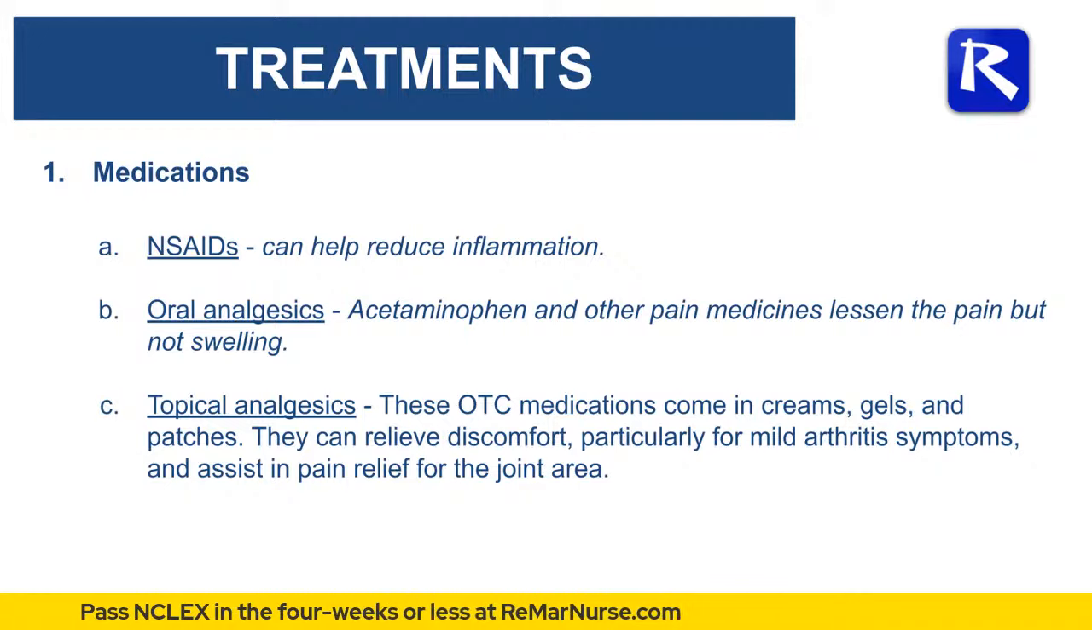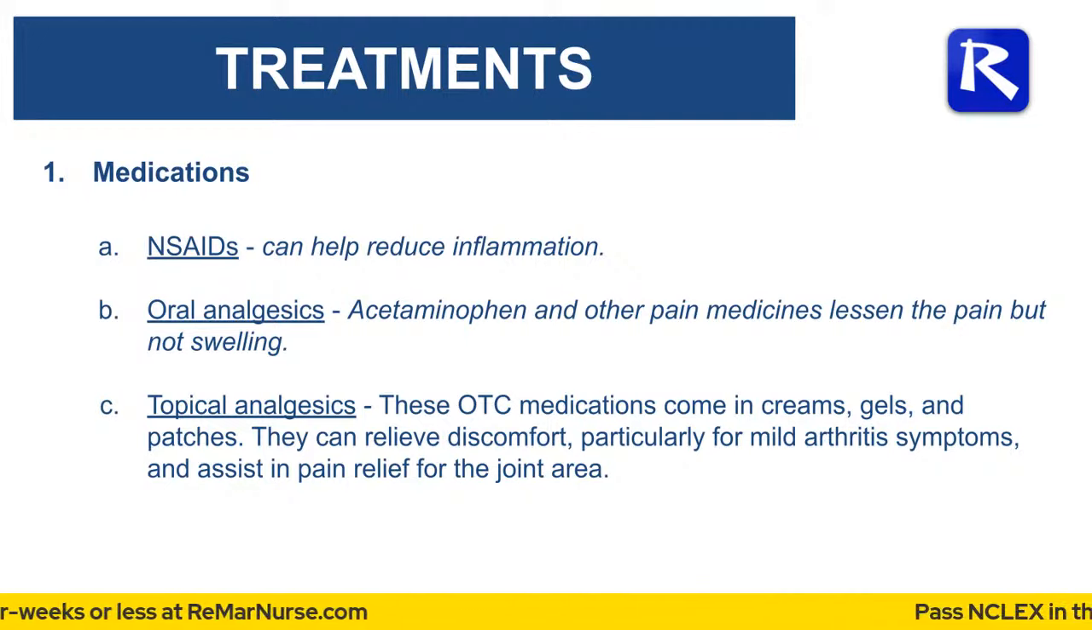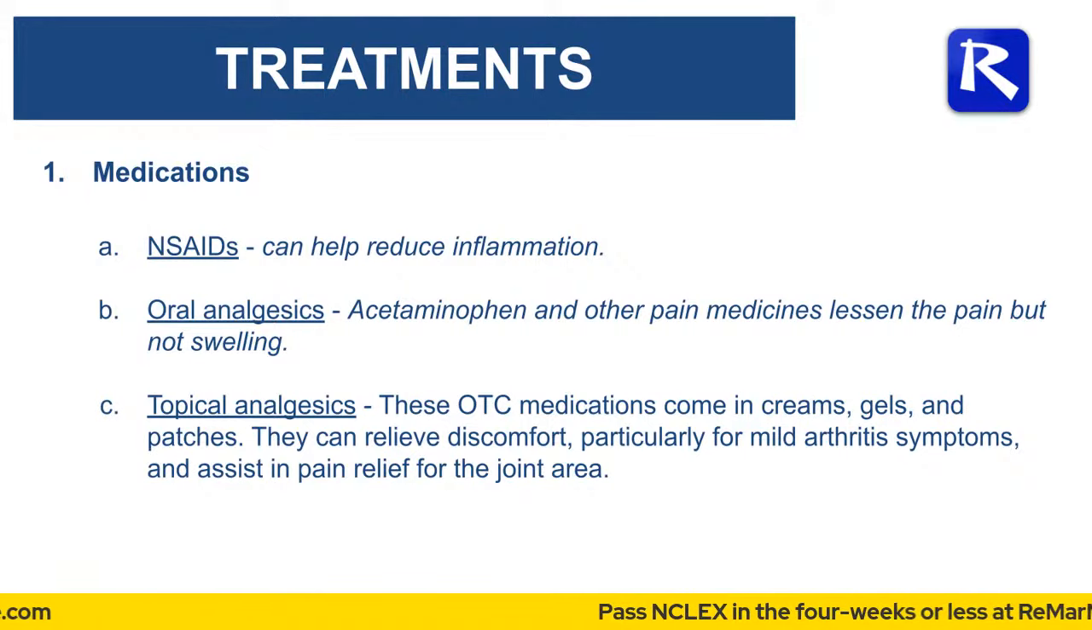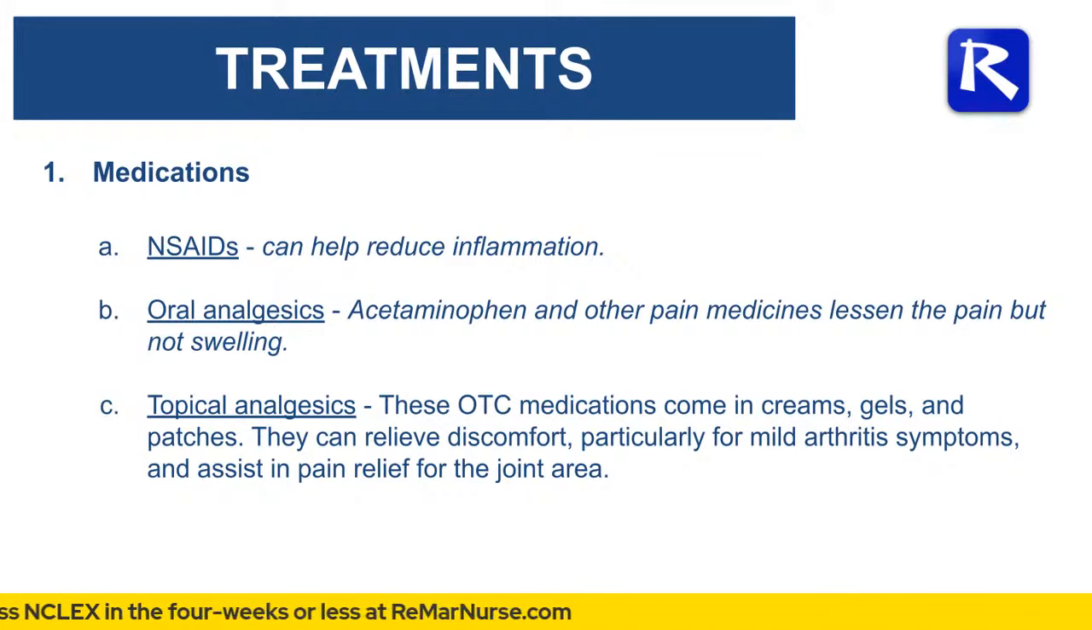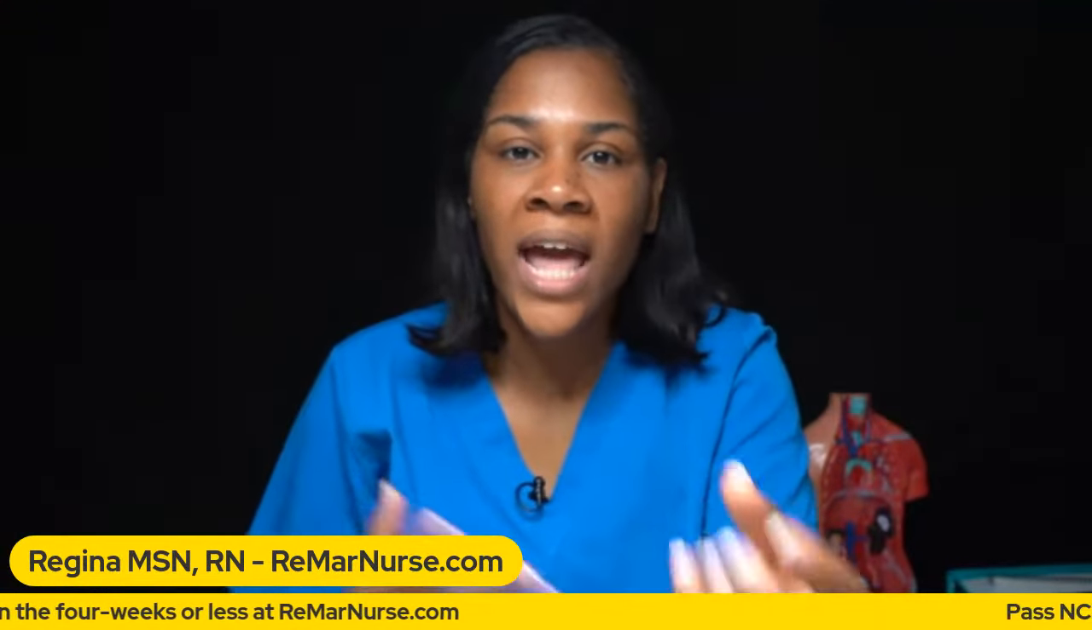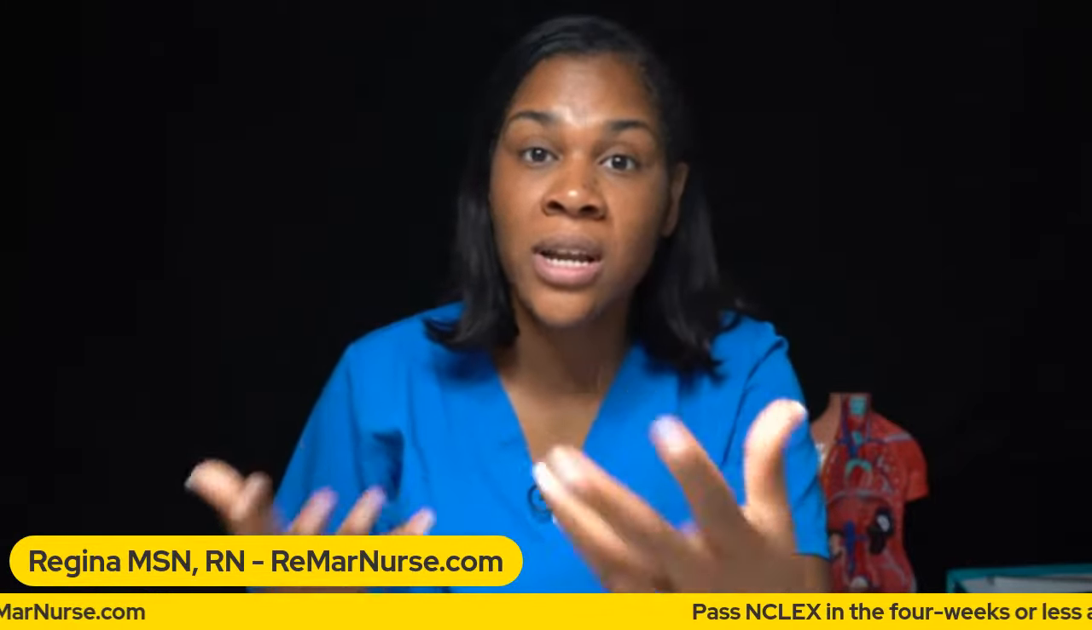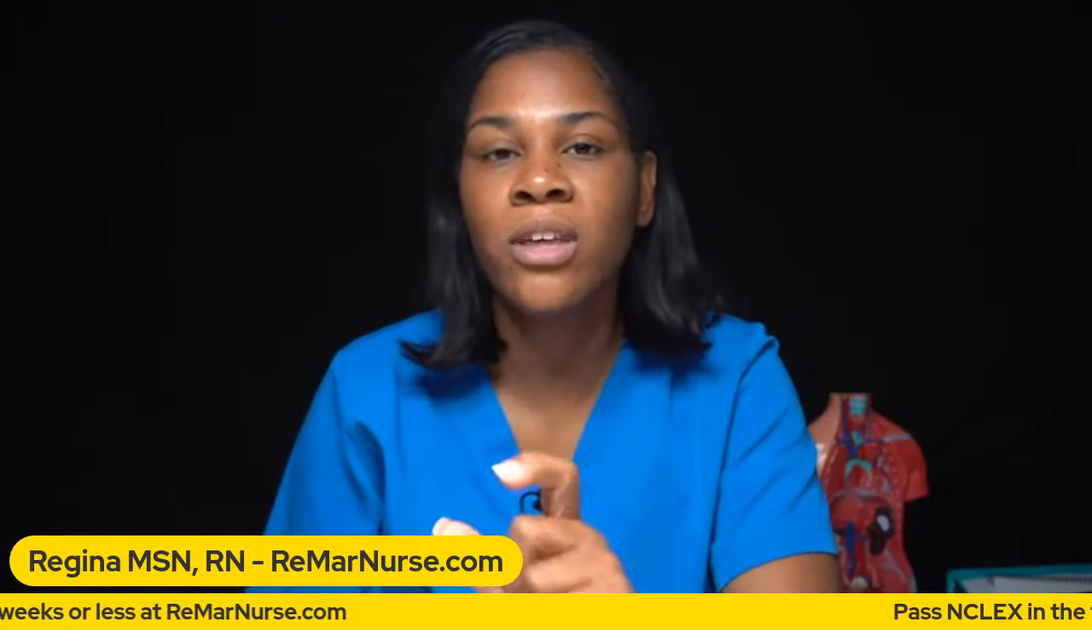Now, topical anesthetics, these are the things that they buy over the counter. You guys know them, the creams, the gels, the patches. They can relieve discomfort, particularly for mild arthritis symptoms, and they can assist in pain and joint relief. So some over-the-counter things: Bengay, Aspercreme, the stuff you see on TV. And so we just let our patients know that whatever those creams and gels touch, they're going to numb the area. So be careful when you're putting them on, because if you get them on your skin, they're going to numb that part of your body. And it's temporary, very short term pain relief. Great job, guys.